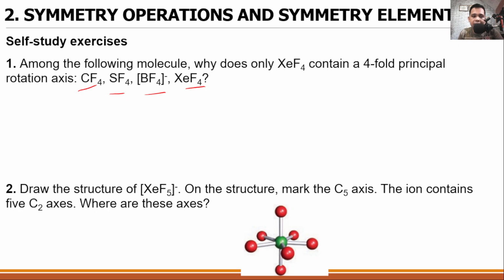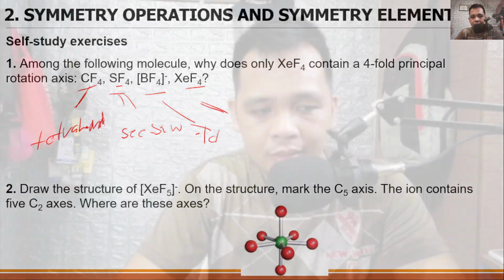When we draw them, guys, the carbon tetrafluoride is tetrahedral. And SF4 is seesaw shape. This is also tetrahedral. This one is square planar. If we visualize a tetrahedral molecule, for example, boron trifluoride and carbon tetrafluoride, this is its shape, right? So, it has no fourfold principal axis.